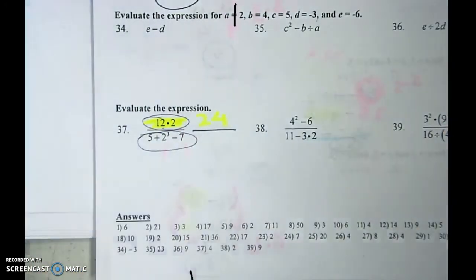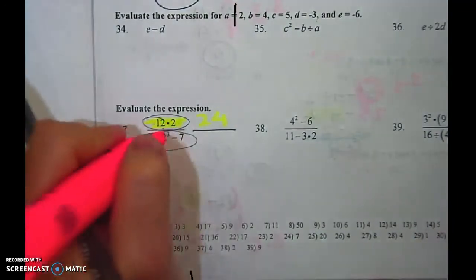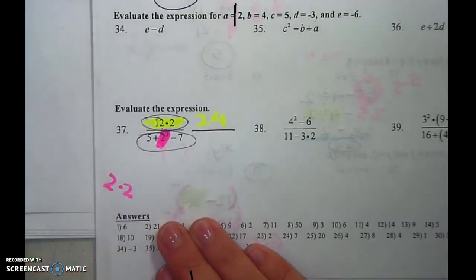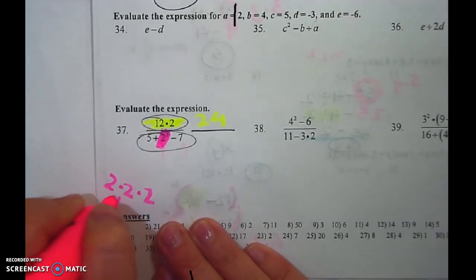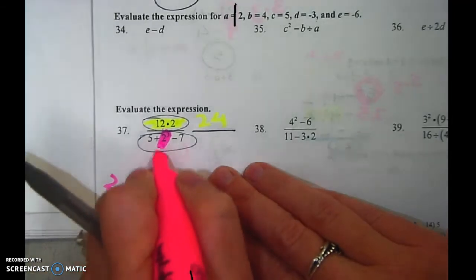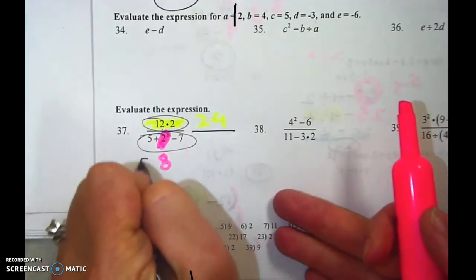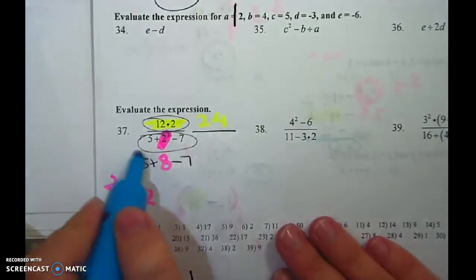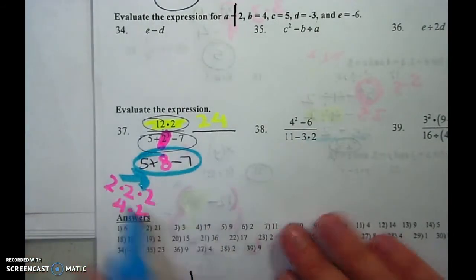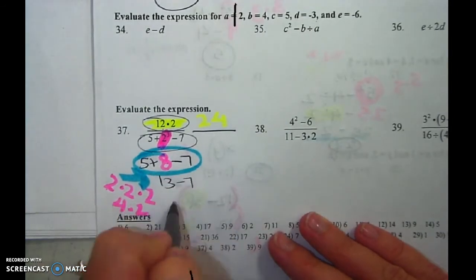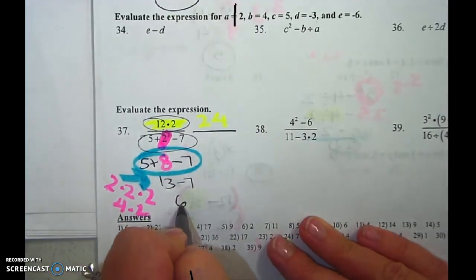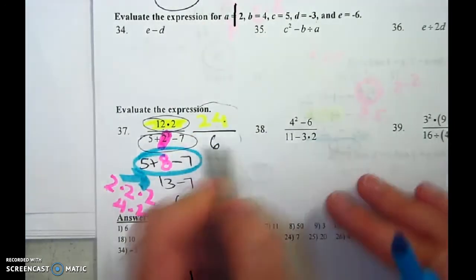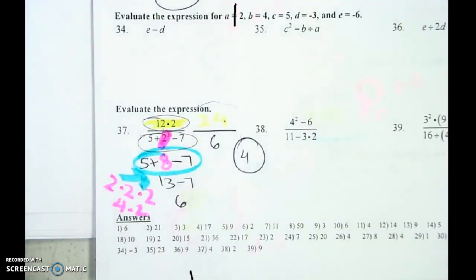Now the bottom has a lot going on. I know that exponent comes first. That means 2 times 2 times 2. 2 times 2 is 4 times 2 is 8. So I have 5 plus 8 minus 7. All that's left to do is add and subtract, left to right. 13 minus 7 is 6. That means this 6 now goes here. 24 divided by 6 is 4.